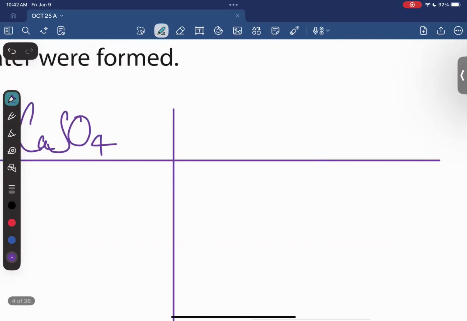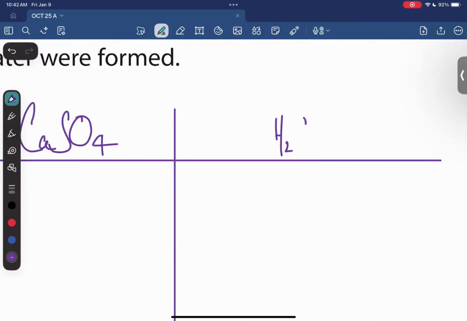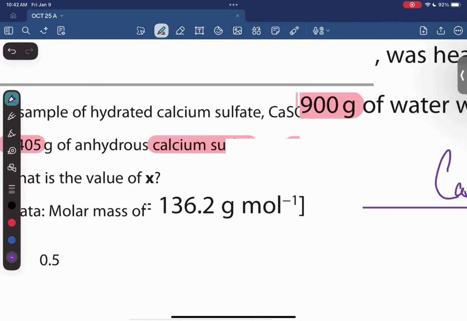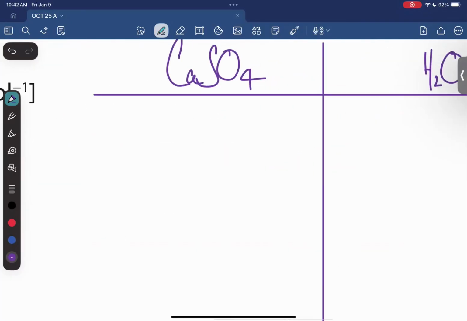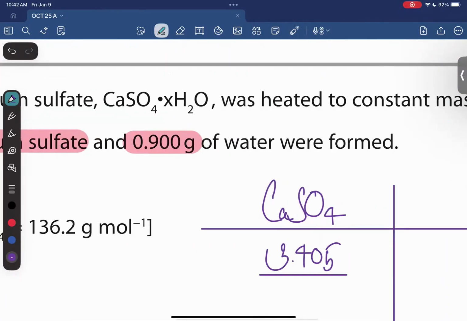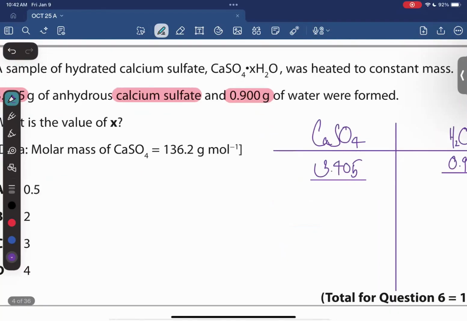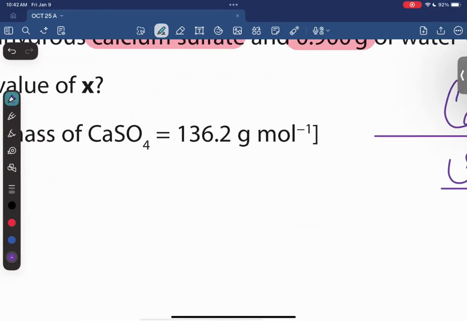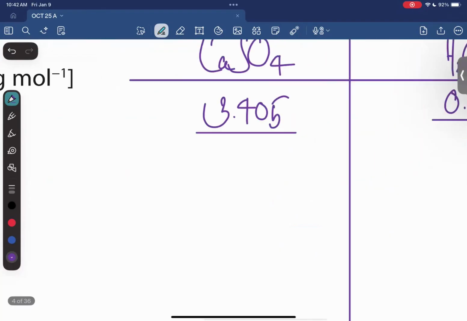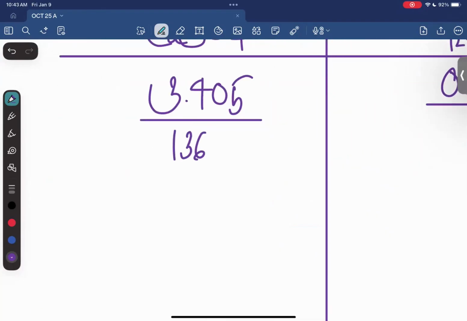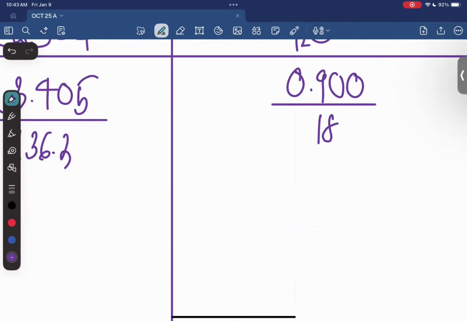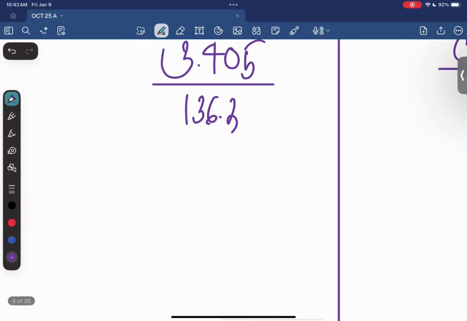CaSO4, and over here you have your water, H2O. Now the mass of CaSO4 is 3.405, and the mass of water being produced over here is 0.900. So you have to divide this. The molar mass for CaSO4 is what? 136.2. They're making our lives easier. 136.2, divided by water, which is 18. Let's try to solve this.